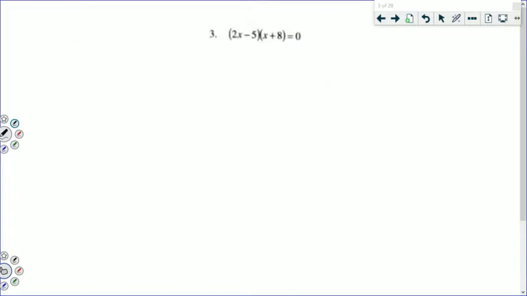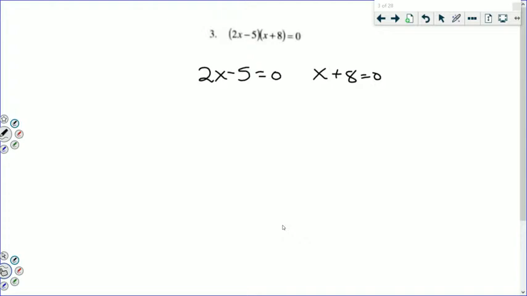So the next problem. Here we have two things that are multiplied to be 0. If we have two things that are multiplied to be 0, then we know that at least one of them has to be 0. In this case, we're not sure which one is 0, because 2x plus 5 could be 0, or x plus 8 could be 0. So since we don't know which one is 0, we set both of them equal to 0. So we have 2x plus 5 equals 0, as well as x plus 8 equals 0. We have two separate problems.